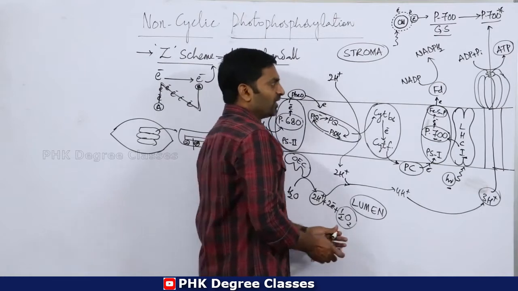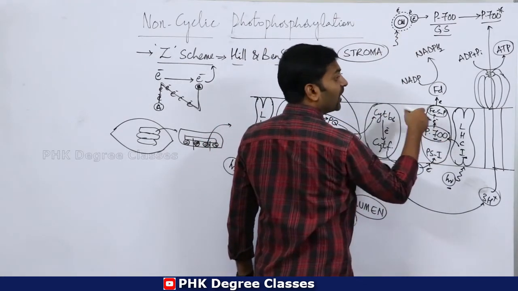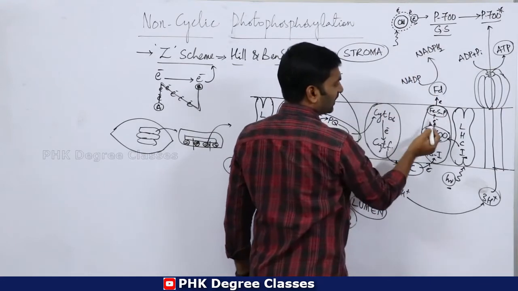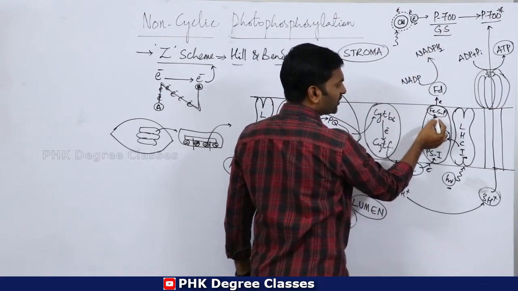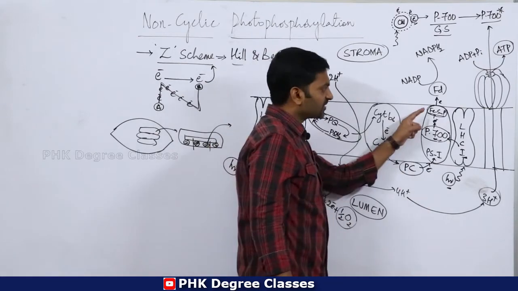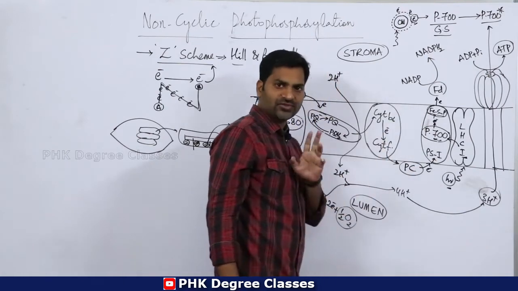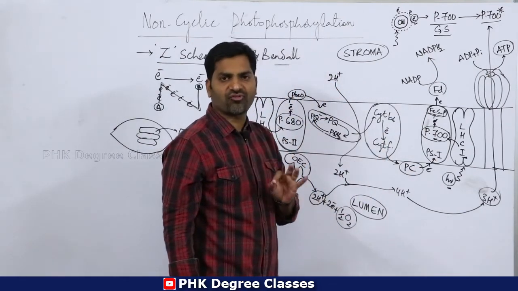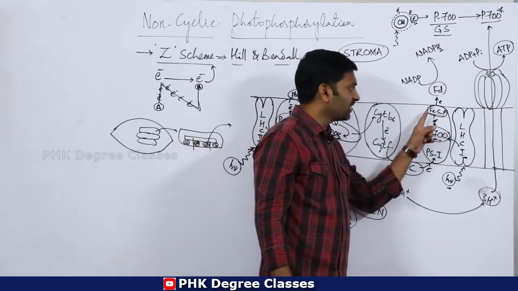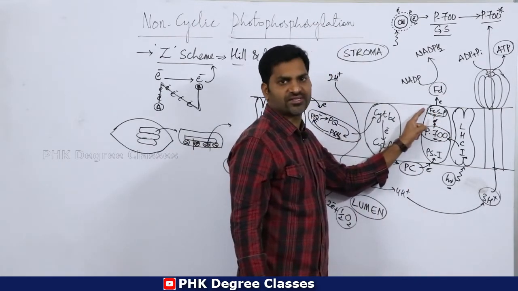Now this excited chlorophyll A molecule, P700, loses electrons. Then these electrons reach the iron sulfur protein. Clear? This is the first electron receiver of PS1. So what is the first electron receiver of PS1? That is iron sulfur protein.